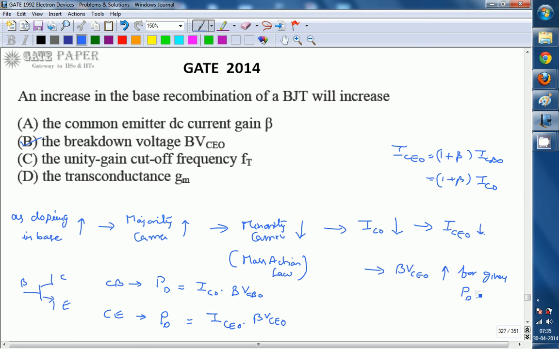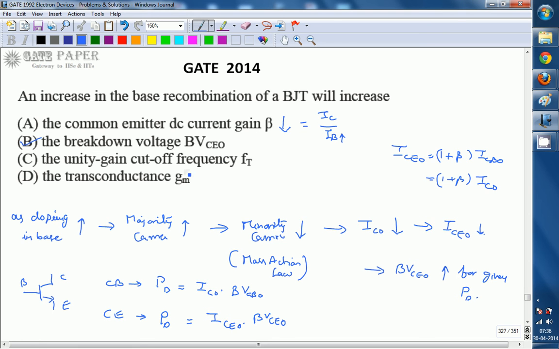So an increase in base recombination of a BJT will increase BVCEO, whereas beta is going to reduce. Beta can be written as IC by IB. So as IB increases, the beta value reduces for the given IC. So this cannot be the answer.